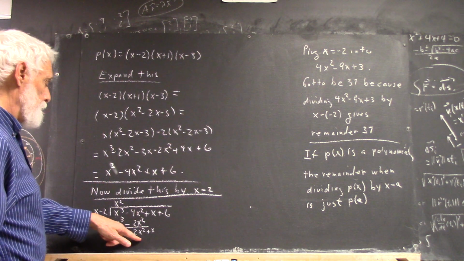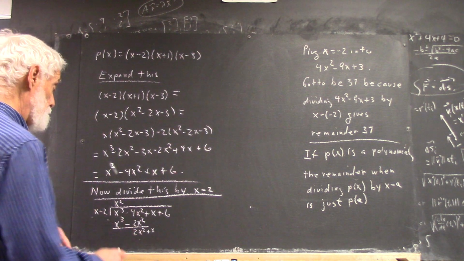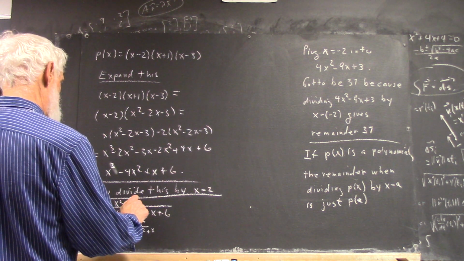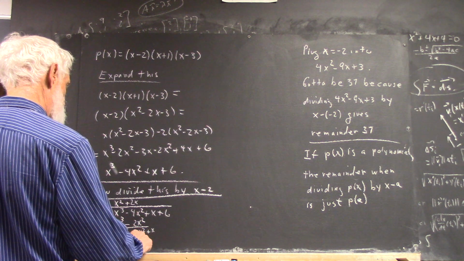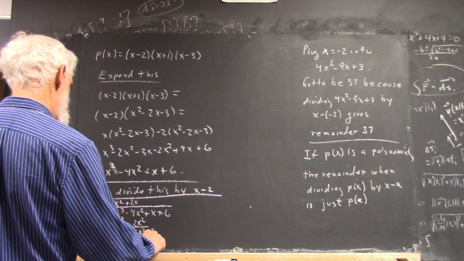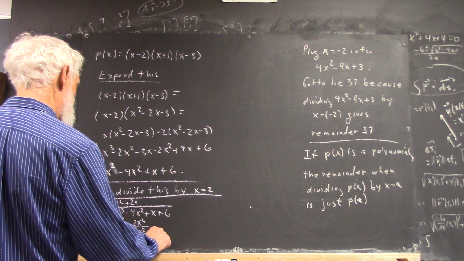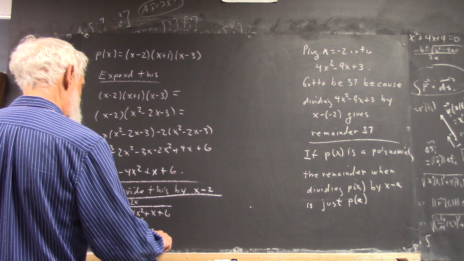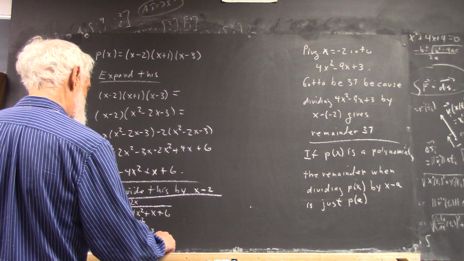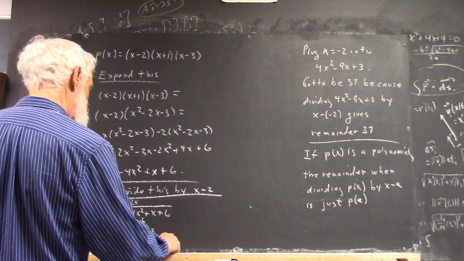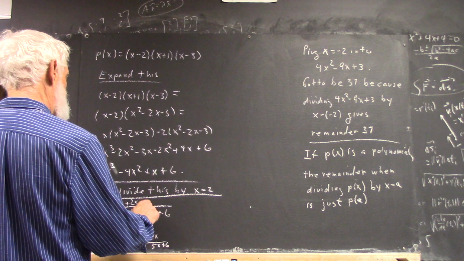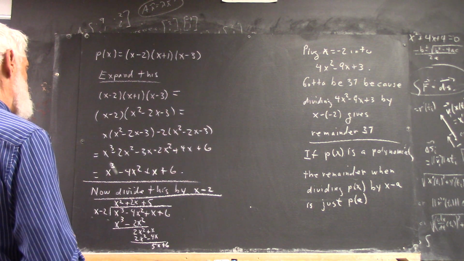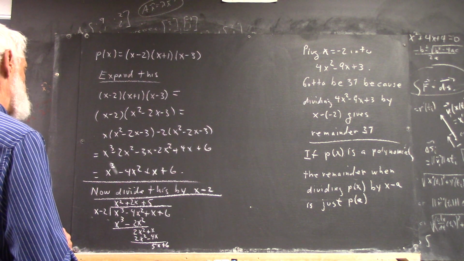So to get rid of our 2x squared that we still got left, we better have a 2x up here, which will give us 2x squared minus 4x, which will give us 5x plus 6. So we're going to have a plus 5 up here. And that just can't be. What's wrong?